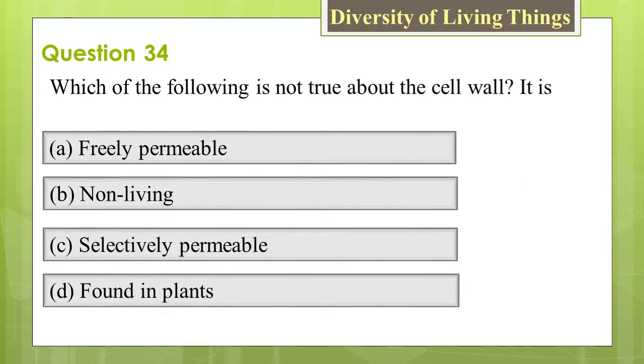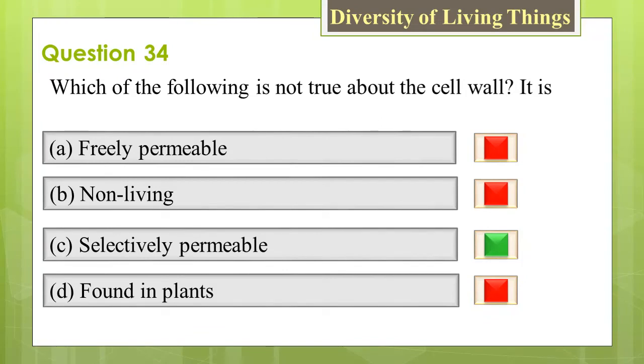Question 34. Which of the following is not true about the cell wall? A. Freely permeable, B. Non-living, C. Selectively permeable, D. Found in plants. Which of the following alternatives is the correct alternative? The correct alternative is C. Selectively permeable.